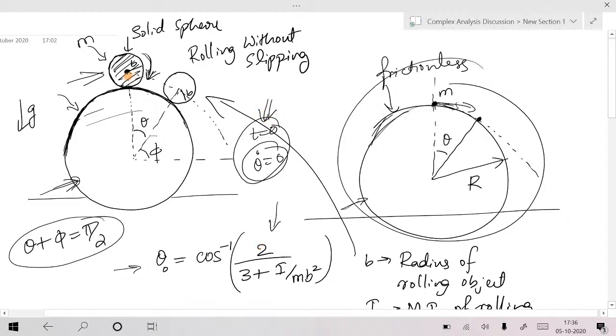So that's why you can solve the problem if you have an initial push, initial angular velocity or something. Definitely you can solve that one. While solving an integral, you should take that initial condition properly. Okay, I hope you understood the whole problem.